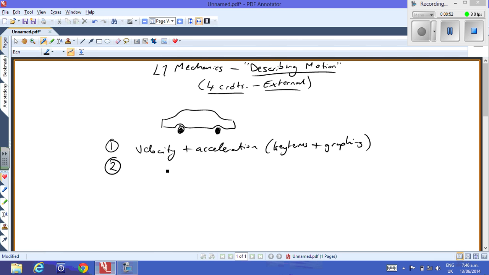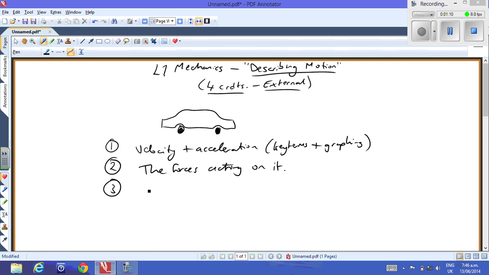The second section would be the forces acting on the object, because if forces are unbalanced, then you get a change in motion of the object. So forces are related to motion. I would look at the forces acting upon it, things like resistance, thrust, gravity, etc.